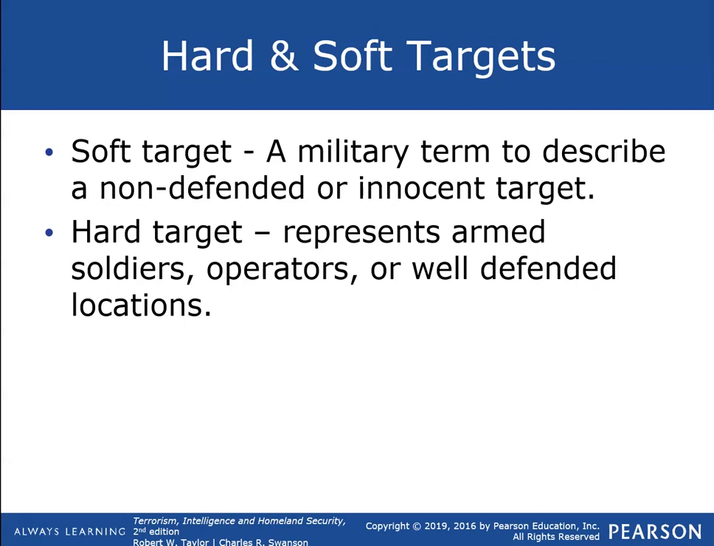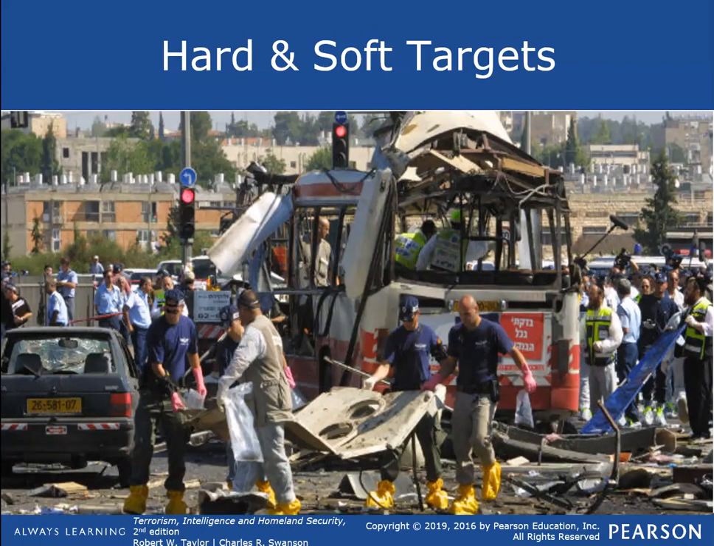So to give you an idea of what those are, a soft target is a military term to describe a non-defended or an innocent target where they really may not have that much law enforcement presence or security, etc. And a hard target would represent an area with armed soldiers or operators or well-defended locations, etc. So hopefully those two make sense. So some examples that we could look at.